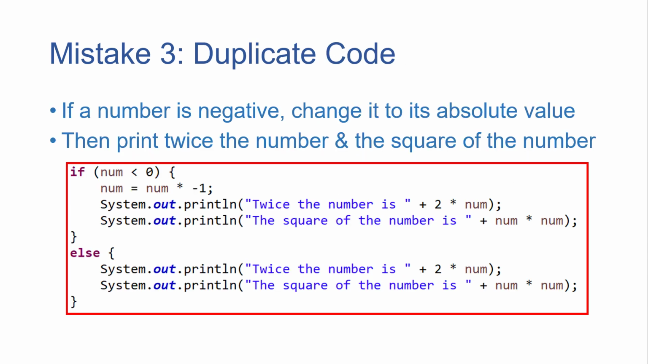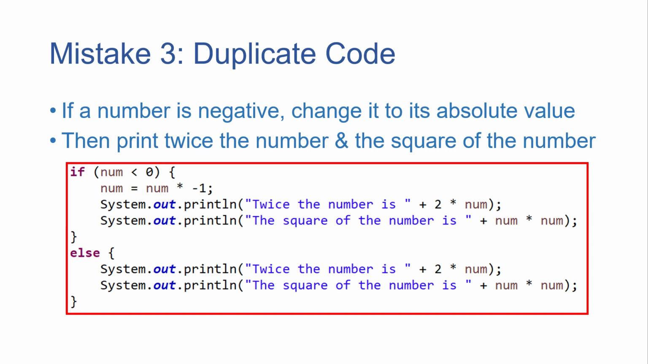The third example we'll see here is a case where you're checking to see if a number is negative, and if it is, you change it to its absolute value, and then you print twice the number and the square of the number. So here, if the number is less than 0, we multiply it by -1 to change it to its absolute value, and then we do our print statements. And otherwise, we just do the print statements.